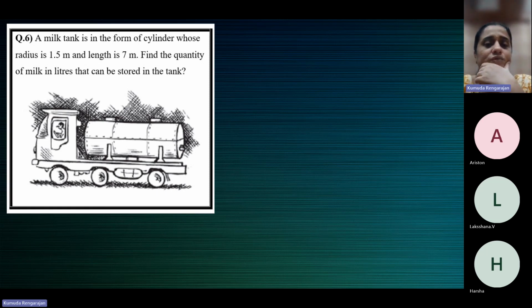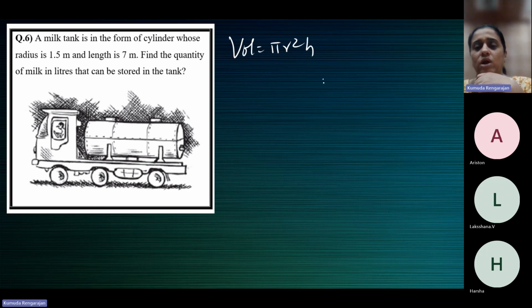A milk tank is in the form of a cylinder whose radius is 1.5 meters and length is 7 meters. Find the quantity of milk in liters that can be stored in the tank. So here we just have to find the volume. Volume is pi r square h. Volume of the tank is pi r square h. So values are given to you, substitute and you'll get the volume in meter cube.